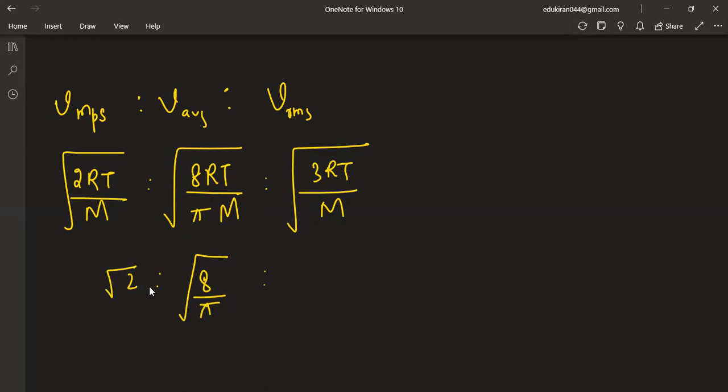Remember this: it would be root 2 is to root 8 by pi is to root 3. Or even if it is given in decimals, 1.41, you remember this. This is 1.732, this also you remember. Under root 8 by pi is around 1.596. So their ratios can also be asked, and the values can also be asked. From kinetic theory, these types of questions are asked. So note down this page as well. Lots of ratio questions usually come.